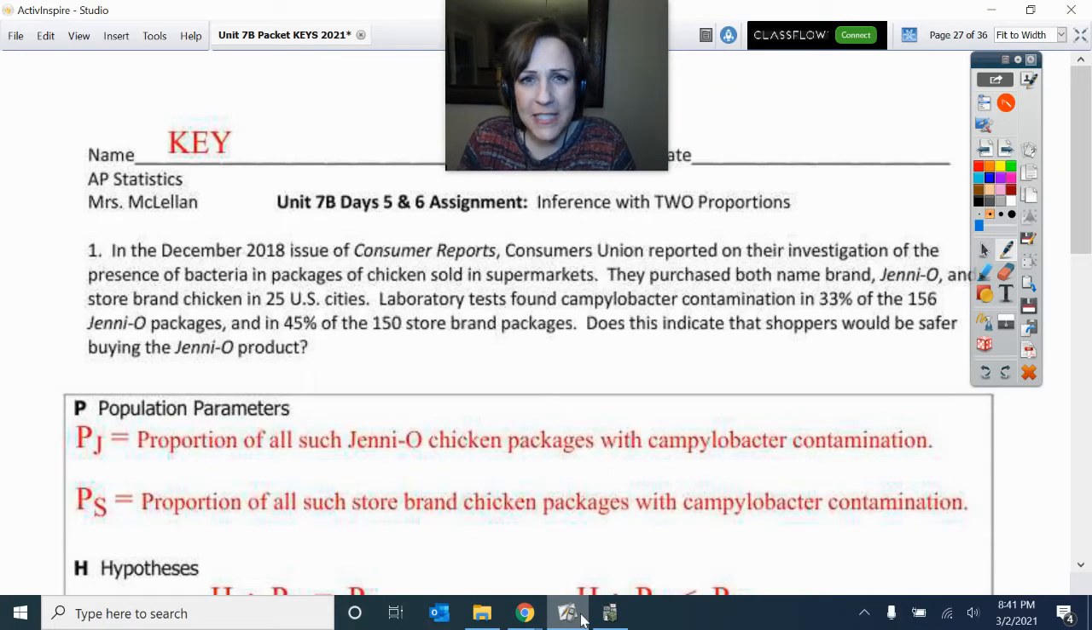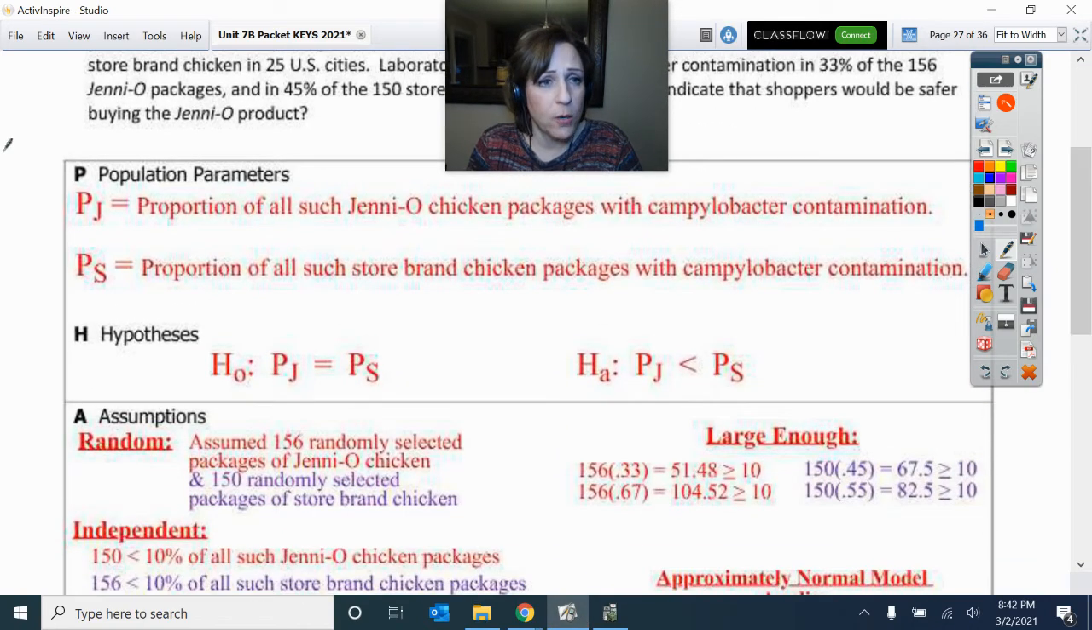All right, let's check how you did on your hypothesis test with two proportions. Here we had this problem where our parameters were P subscript J, my proportion of all such Genio chicken packages with that Campylobacter contamination. Make sure it's in present tense. And here was the proportion of all such store brand chicken packages with that Campylobacter contamination. Make sure it's in present tense.